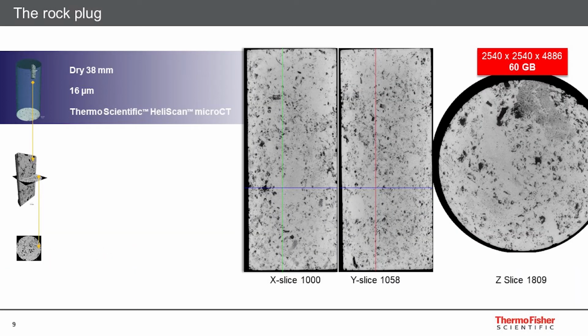This is the carbonate rock plug scanned at 16 micron with a Thermo Scientific Heliscan micro CT. Looking at the images, it is obvious that some pores are not resolved. Therein lies the challenge of this analysis. We will try to resolve this plug at smaller scales and upscale the results.